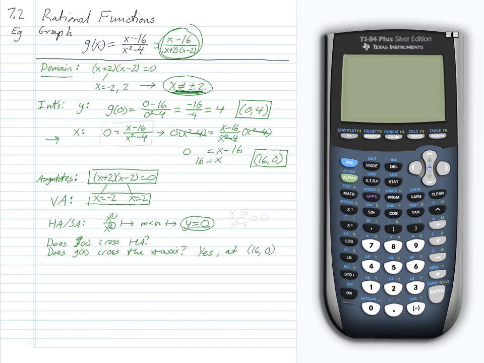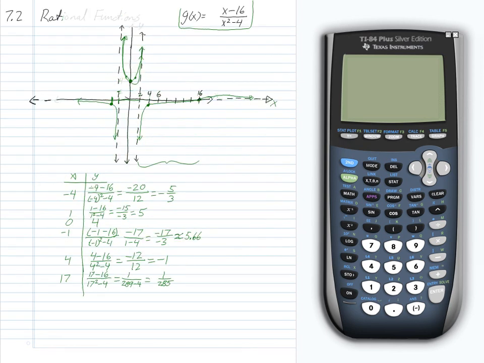Sometimes you can get around having to set your equation equal to the horizontal asymptote if you've already done that work. But generally speaking, we would have said, alright, let's take our function x minus 16 over x squared minus 4 and set that equal to our horizontal asymptote, which was 0. So you can see we already set that up and did all of the calculations.